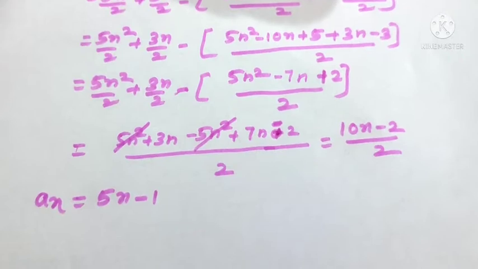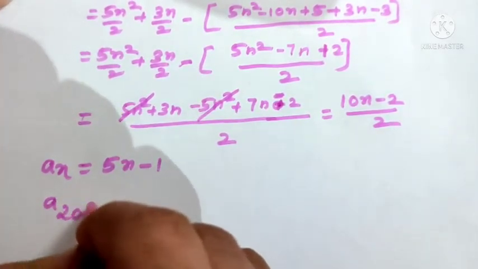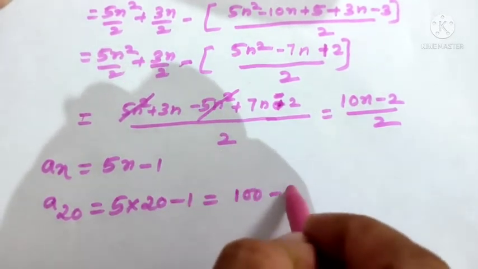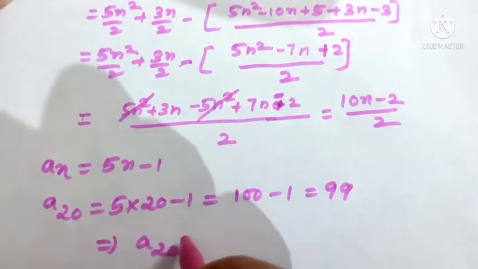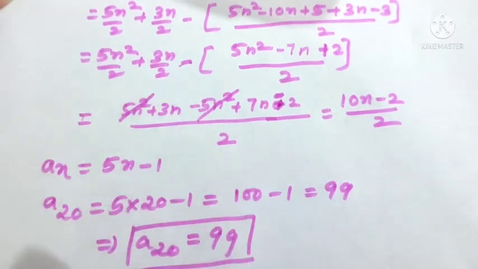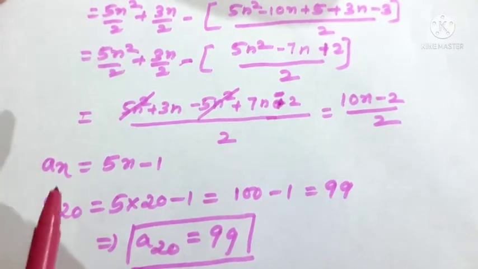Once we got the general term, we can find any term. So here it is asked for the 20th term only. So A20 equal to 5 into 20 minus 1, equal to 100 minus 1. Therefore it is equal to 99. Implies A20 equal to 99. So in this question, we have shown how to calculate An with the formula. For the given question also we have calculated by using the same formula An, and after getting An, we have calculated A20.